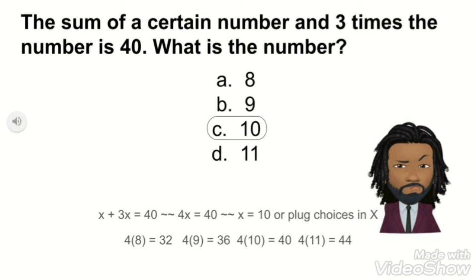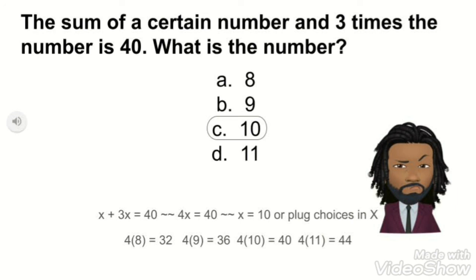Now, to tell the truth, some people may not be able to get to it that fast. Some people may not be able to see x plus 3x equals 40 in the word problem itself. For those of you who can't really figure out where to go from there, you can look at your choices within the multiple choice, right? We got A, B, C, D. You can look at those choices and just go ahead and plug a number in.